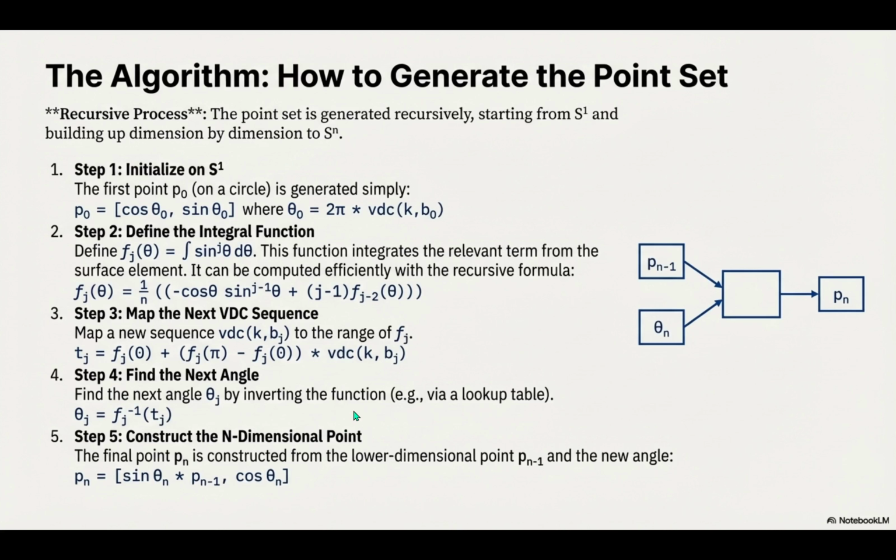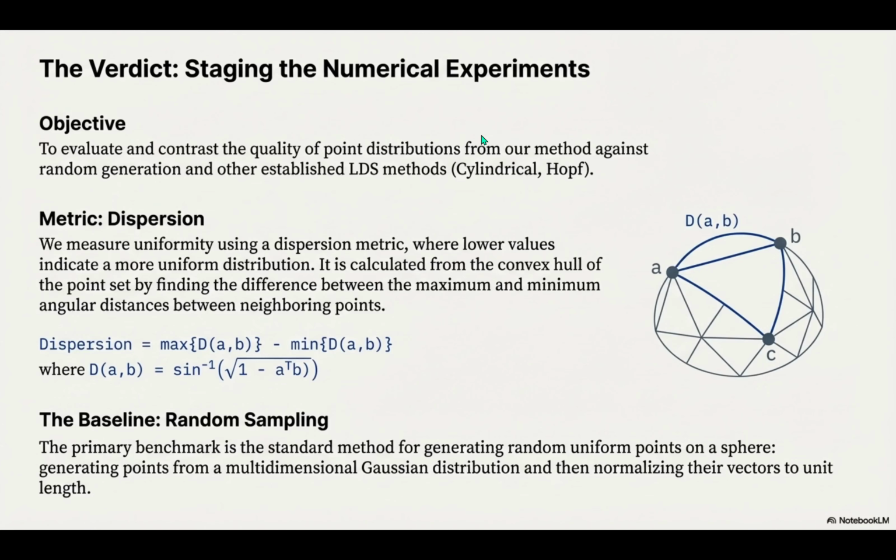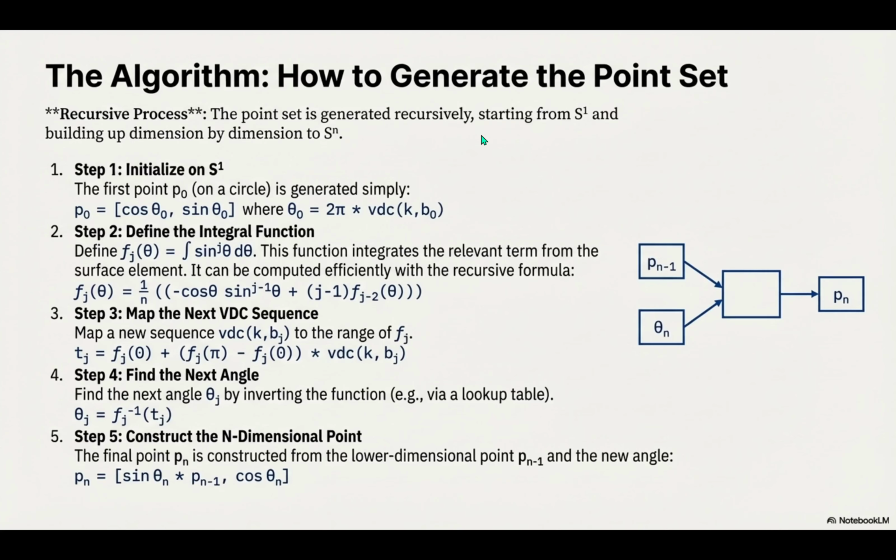They use a pre-computed lookup table and interpolation. It's a very practical solution. You calculate a bunch of pairs of theta and F_j ahead of time and store them. I see. Then when you get your VDC value, you just find it on the table and use interpolation to get a very good estimate of the angle theta j. You don't have to solve the impossible inverse function every single time. It's a brilliant mix of theoretical elegance and practical engineering. Use recursion for correctness and interpolation for speed.